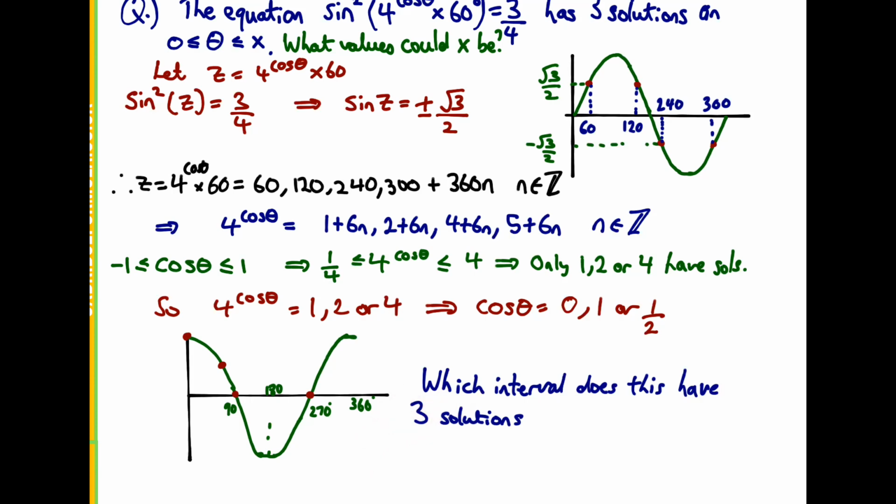So let's work left to right. Immediately at 0, we have a root. And then moving on, we have cos theta equals a half somewhere here. So that gives us 2 solutions. And then when we get to 90, cos theta is equal to 1. So we have 3 roots already up till 90. So we know x must be bigger than or equal to 90. Otherwise, if x was less than this, we would only have 2 solutions.